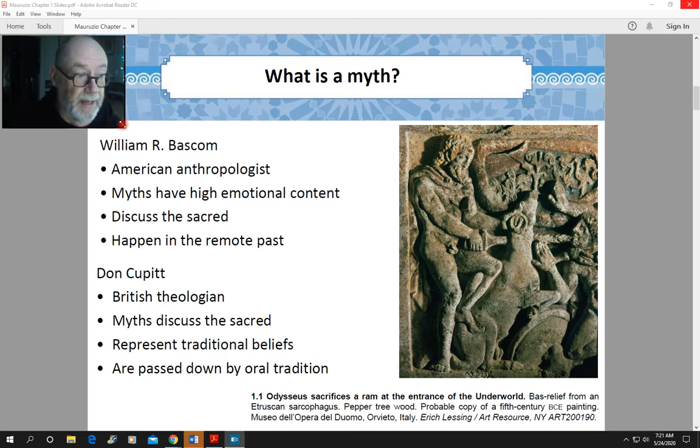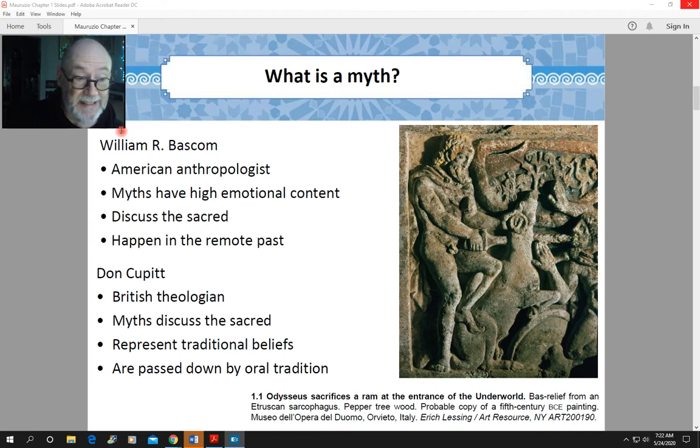She talks about an author named William Bascom, who's an American anthropologist. Bascom, in his discussion of myth, on this slide, what is a myth? Myths have high emotional content. Myths are a type of story, but they're not just any story. There are stories that one might read, like murder mysteries, that don't have that sort of high emotional content. They're entertaining, they may have a point to make, but they're not deeply embedded in the way myths would be.